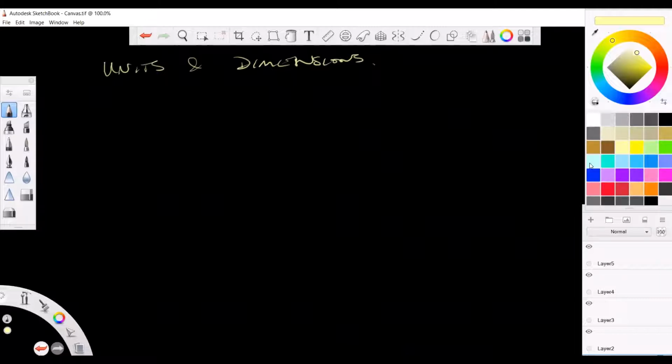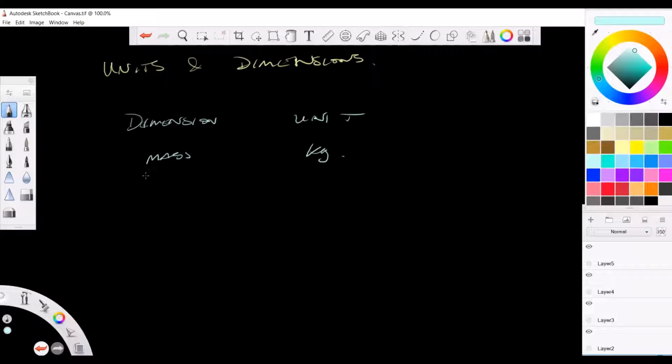So the dimension might be, and we'll say unit. Okay. So, for example, the dimension might be telling you that we have mass, and the unit would be kilograms. Yeah.